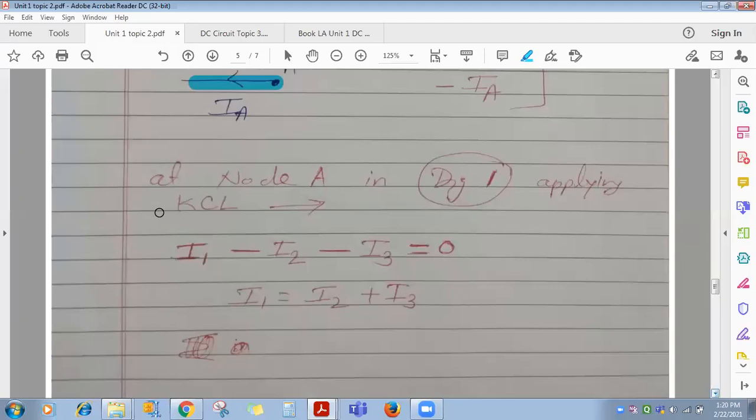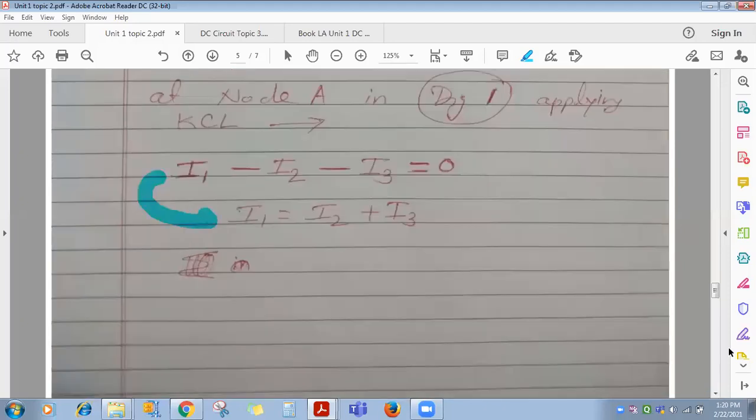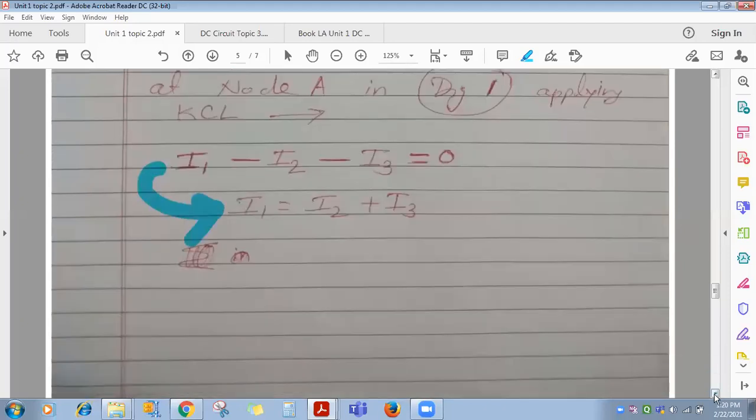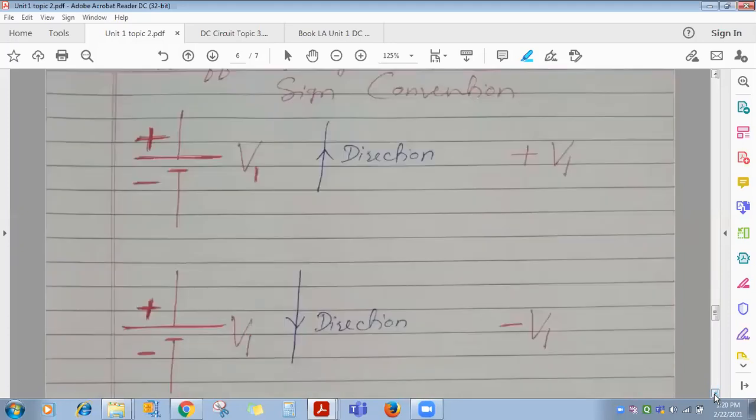So you can simplify it like this also. KCL equation in the previous lecture we have finished. Now we'll see about KVL, Kirchhoff's voltage law. What it says is that in a given electric circuit, in every closed loop, the algebraic sum of voltage sources and voltage drops is 0.